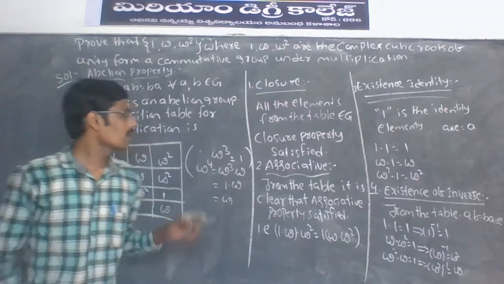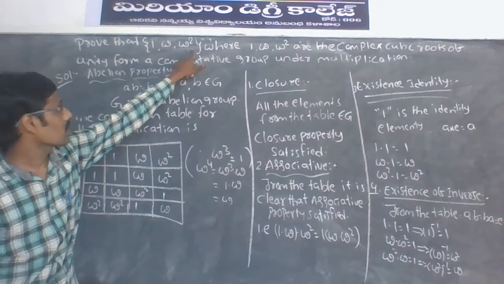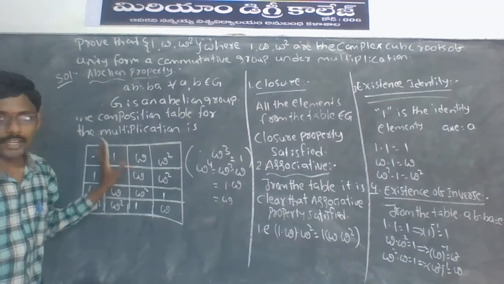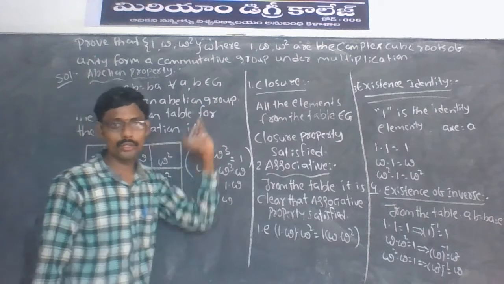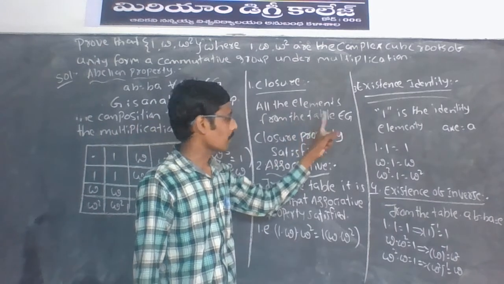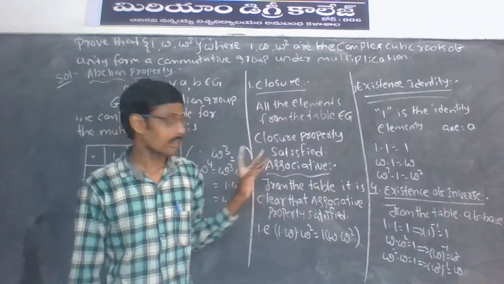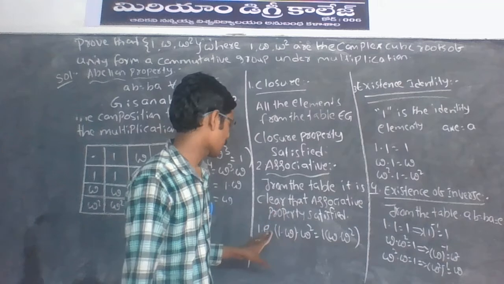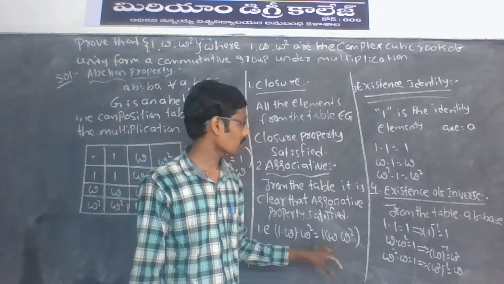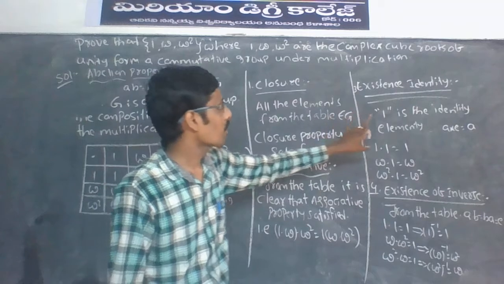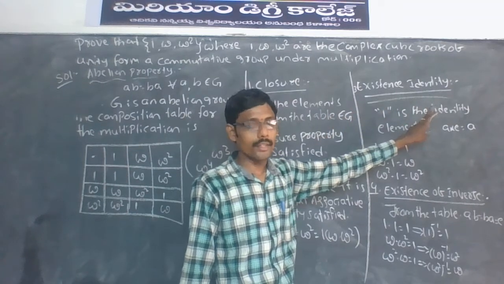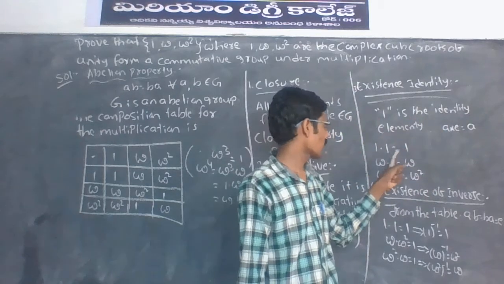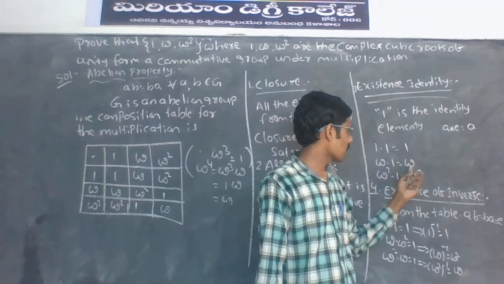Again, I will explain. Z is equal to {1, omega, omega square}. Order of Z is equal to 3. The composition table for the multiplication is 1, omega, omega square. Closure property: all the elements from the table belong to Z, so closure property satisfied. Associative property: from the table it is clear that associative property is satisfied. Existence of identity: 1 is the identity element in Z. From the table, 1 into 1 is equal to 1, omega into 1 is equal to omega.